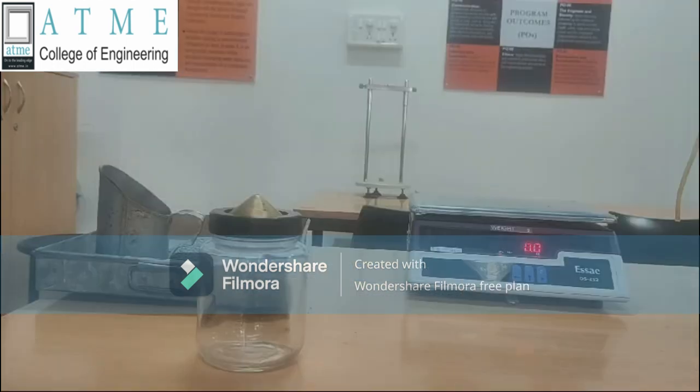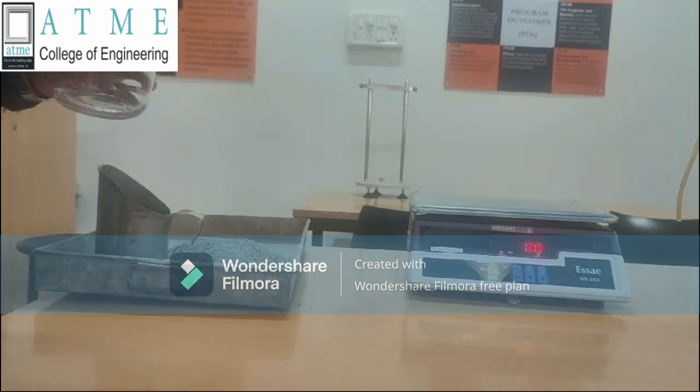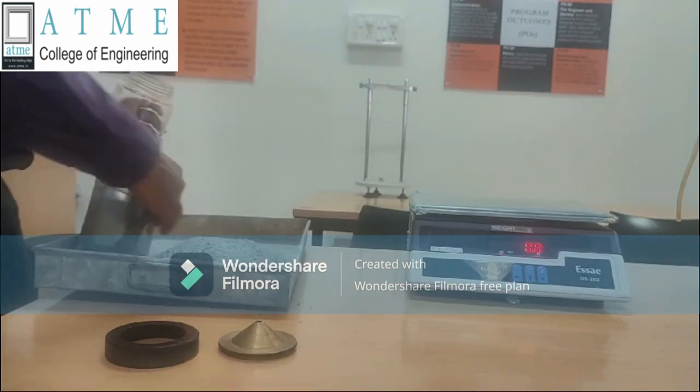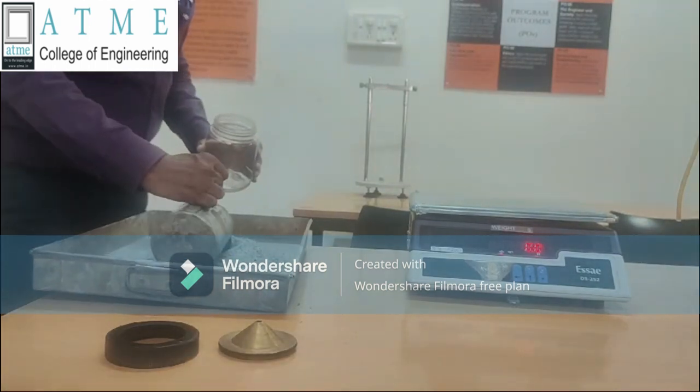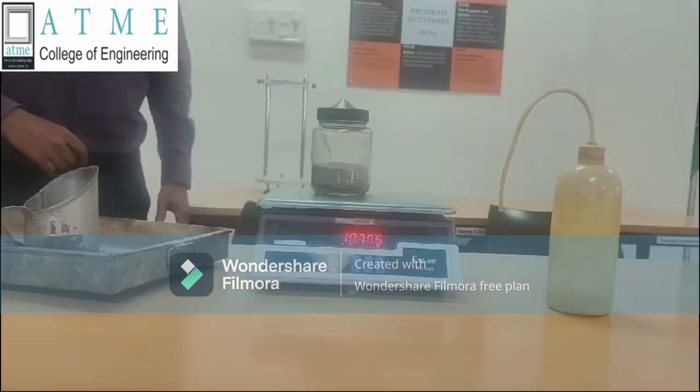The second step is to add 1/3 of fine aggregates to the pycnometer. Once the pycnometer is filled with fine aggregates to its 1/3 height, note down the weight of the pycnometer with 1/3 of fine aggregates.